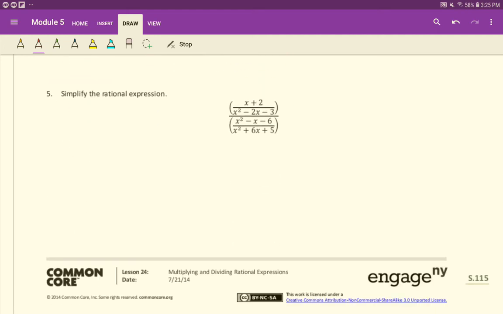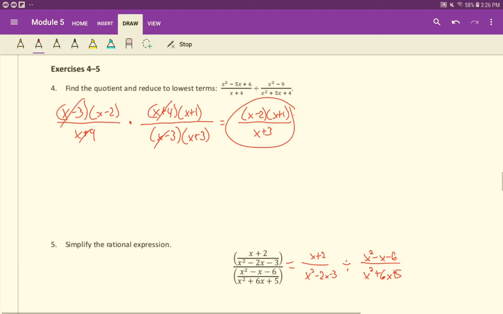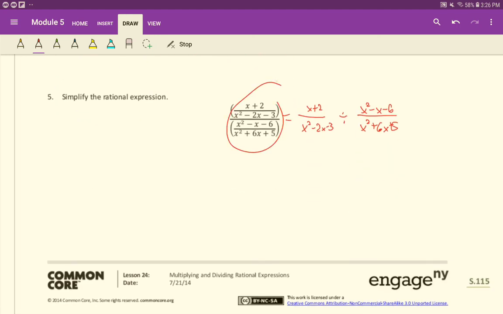Now, number 5, it might look a little bit funky. We have fractions within a bigger fraction right here. Fraction in the numerator, fraction in the denominator, and it's all in one big fraction. So what do we do? Well, remember, this fraction bar here is the same thing as division. So in other words, this is the exact same thing as writing x plus 2 over x squared minus 2x minus 3 divided by x squared minus x minus 6 all over x squared plus 6x plus 5, which then is just like the previous problem up here. So don't let this scare you too much.